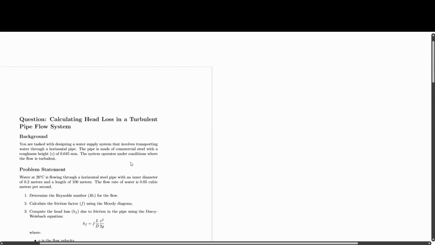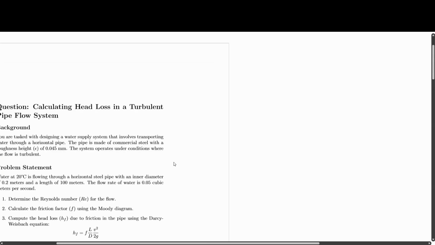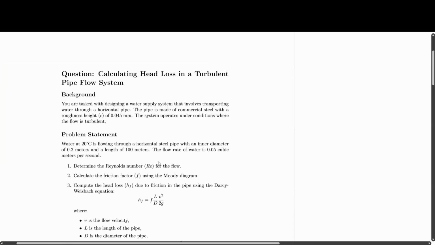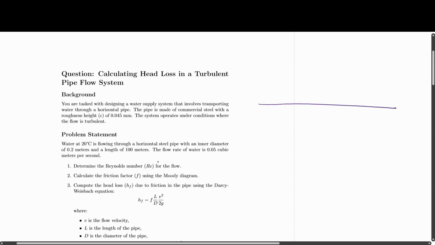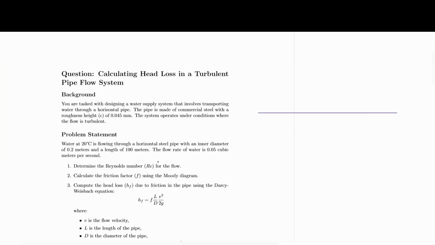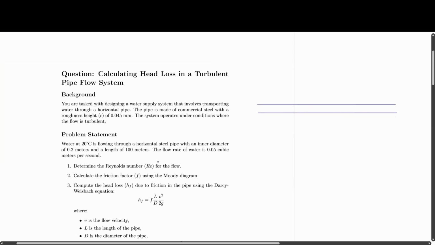Today we're doing a question on calculating head loss in a turbulent pipe flow system. So you're tasked with designing a water supply system. It involves transporting water through a horizontal pipe. So we've got a horizontal pipe, and we have water traveling through.